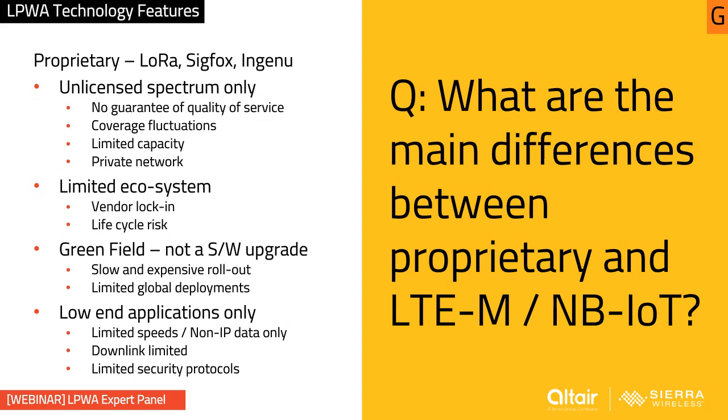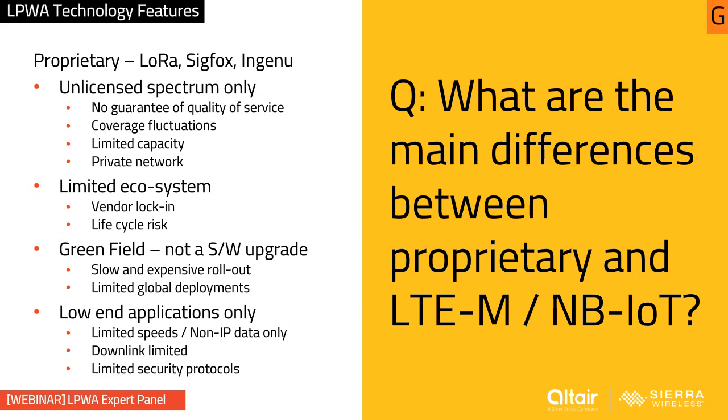Okay, thank you, Jeremy. If we look at proprietary technologies like LoRa, Sigfox, and Ingenu, there's actually a huge difference. It's probably not enough time to even cover today, but I'll try my best. The main difference is that the proprietary technologies use unlicensed spectrum. The good thing about unlicensed spectrum is it's free. It's pretty good for private networking too. The bad thing is there's no guarantee of quality of service. And what I mean by that is there's no guarantee of data rates, latency, coverage, battery life, any of those.